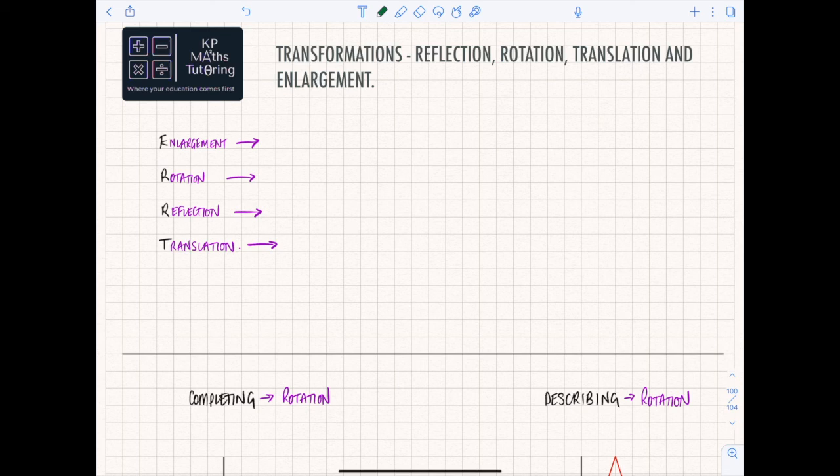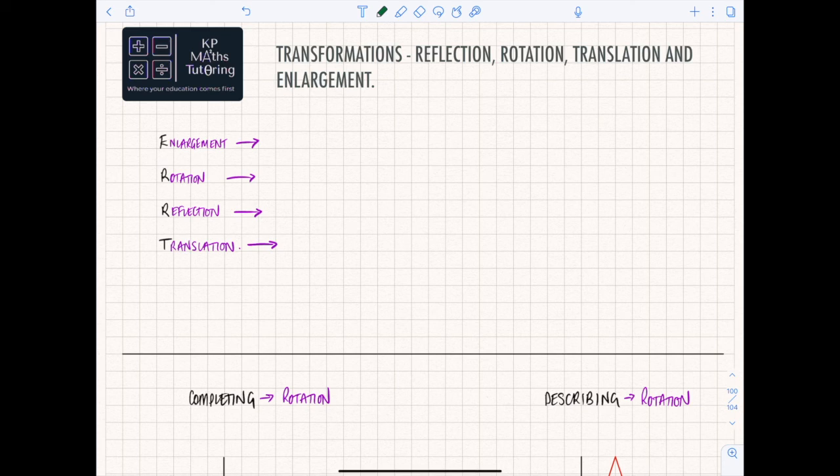So first one, enlargement. First of all, the way I remember the four transformations is if you remember ERRT, E-R-R-T, so enlargement, rotation, reflection, and translation. They are your four transformations that you need to be aware of.